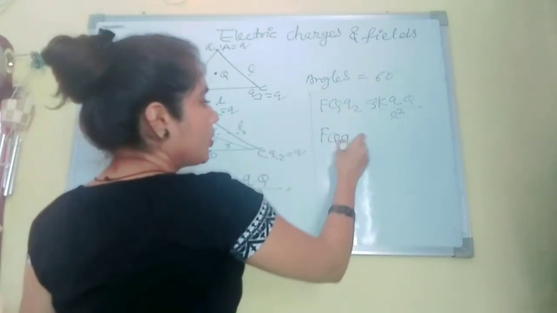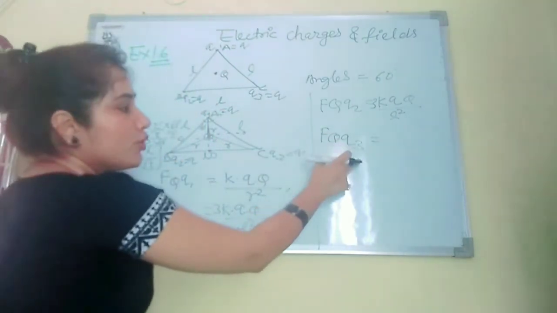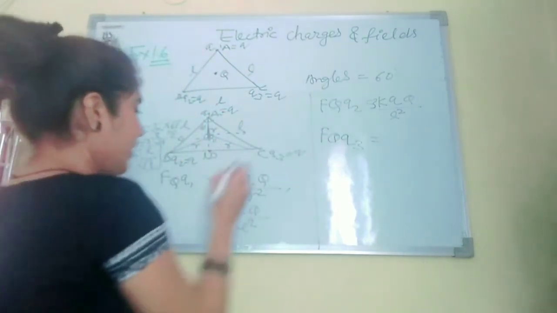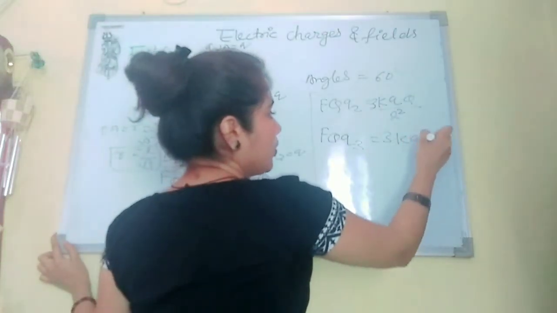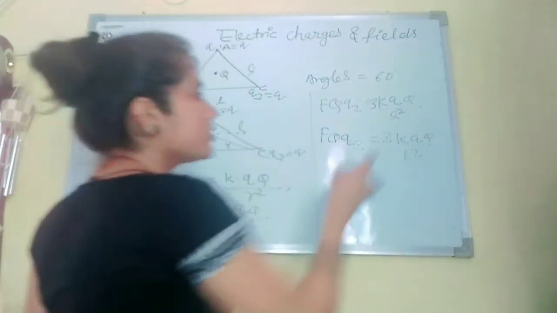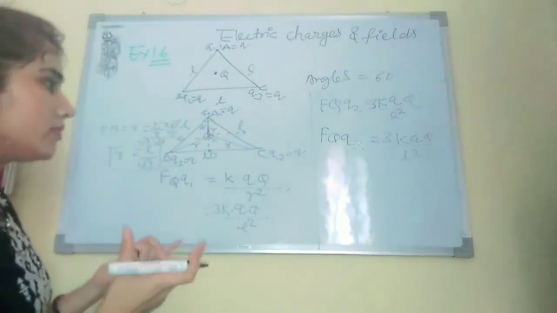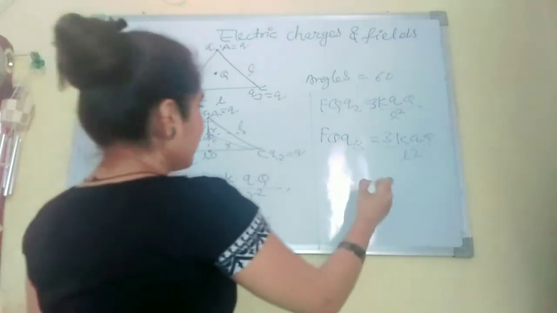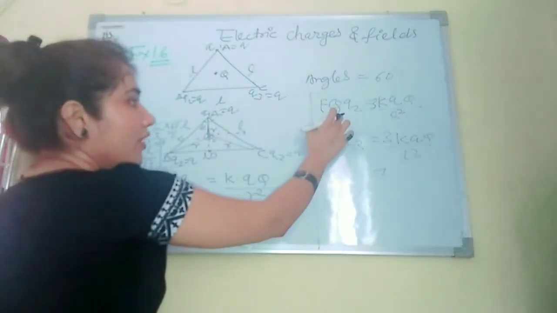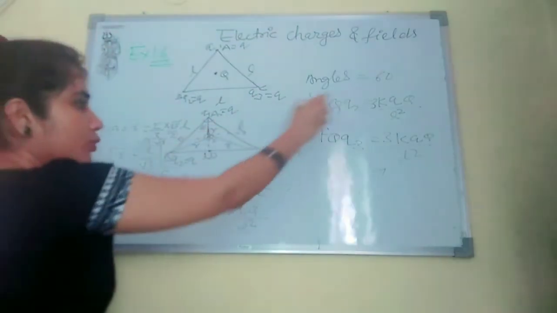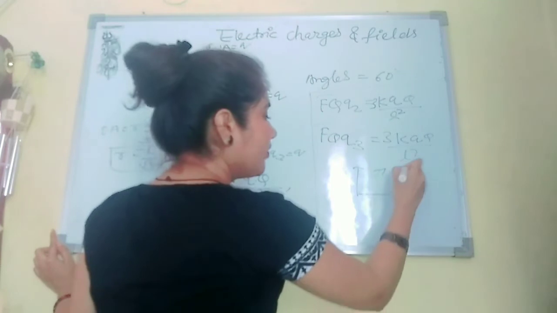Similarly, FQQ3, this will be the vector in the form of vector. So this will be QQ upon L square. So all the forces will be similar. Now we will see with the help of the component method. This is the force applying here, FQQ3.